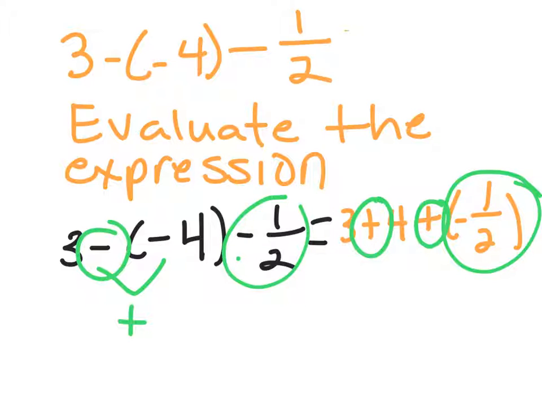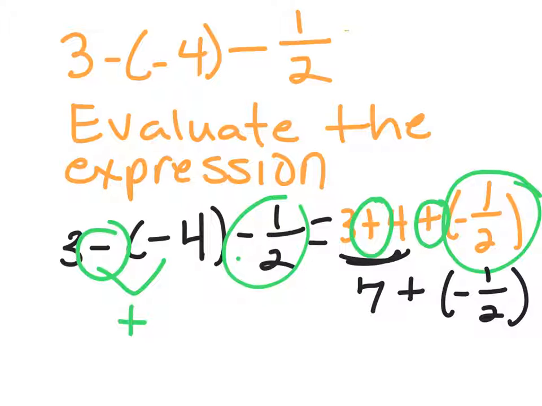So what we end up with is 3 plus 4 here is 7, plus, and we still have the negative 1/2 there, and 7 plus a negative 1/2, you're going to end up with 6 1/2, because we just went backwards 1/2. We're not at a whole number, so we're just at 6 1/2.